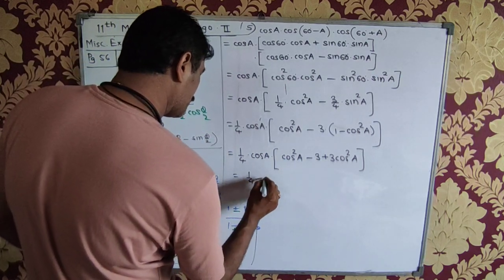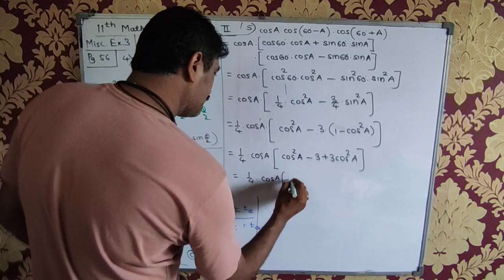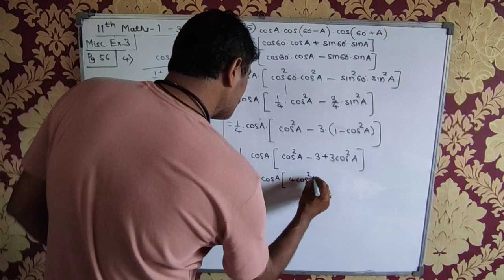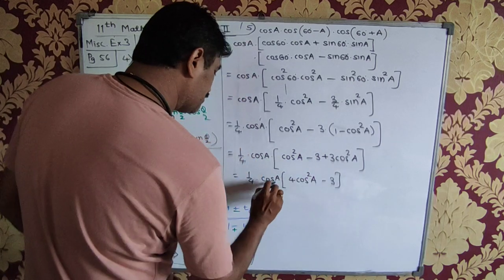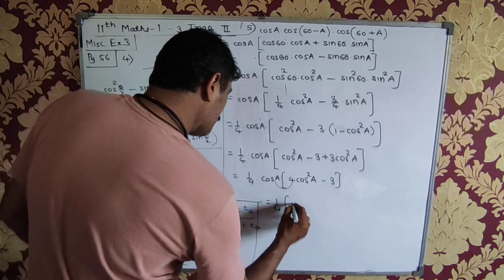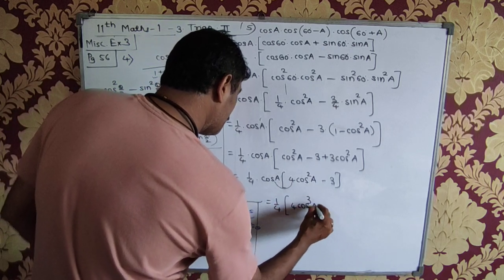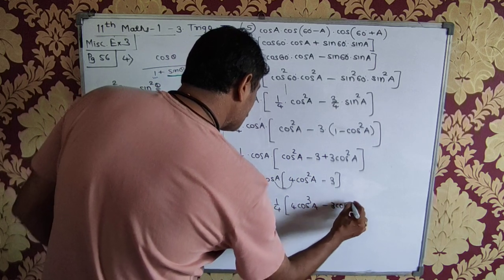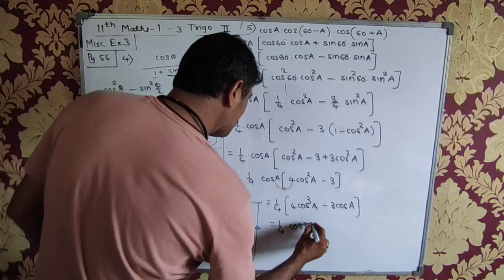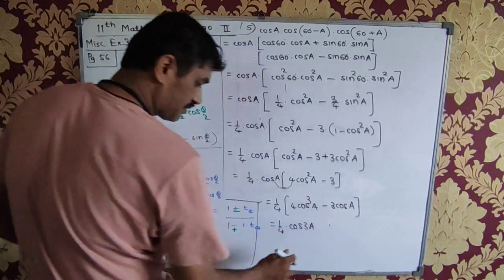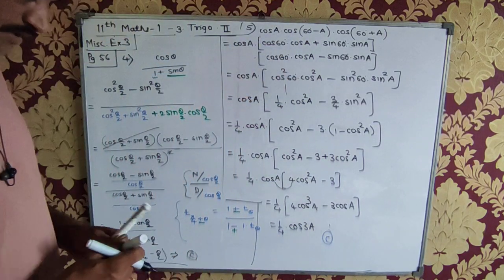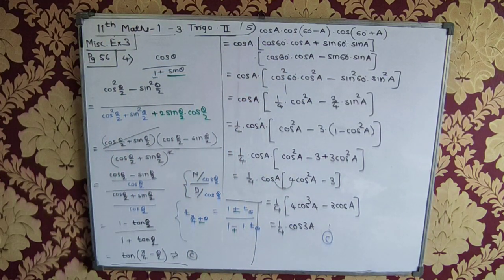So that is nothing but 4. So this is 1 upon 4 cos A into 4 cos square A minus 3. Now you send this in. So this will become 1 upon 4 into 4 cos cube A minus 3 cos A. Cos 3A. That is equal to 1 by 4 cos 3A, option C. You see? Any doubts? No. Okay.